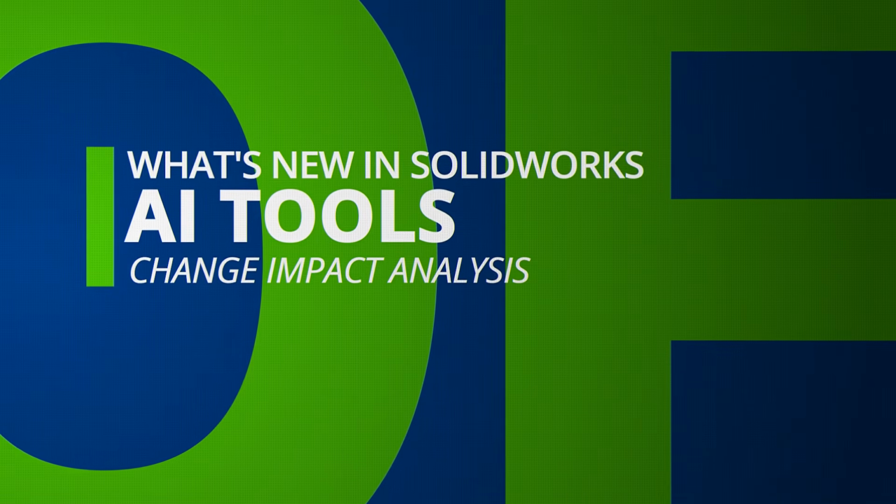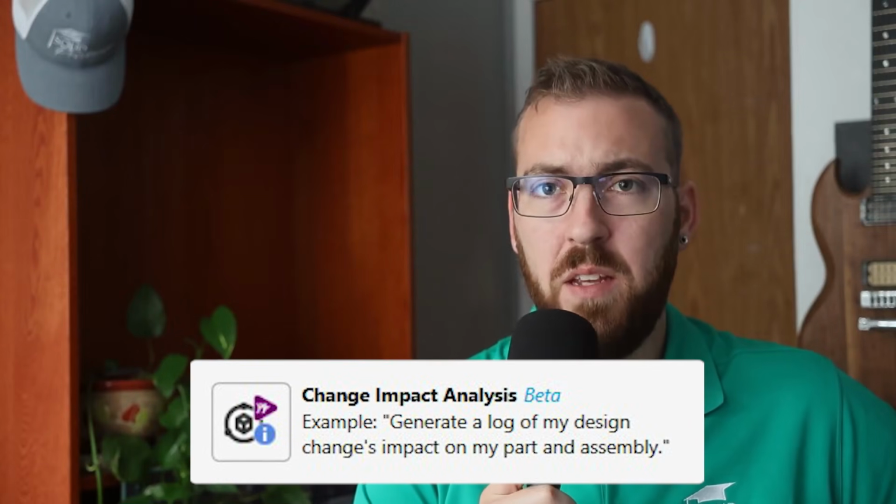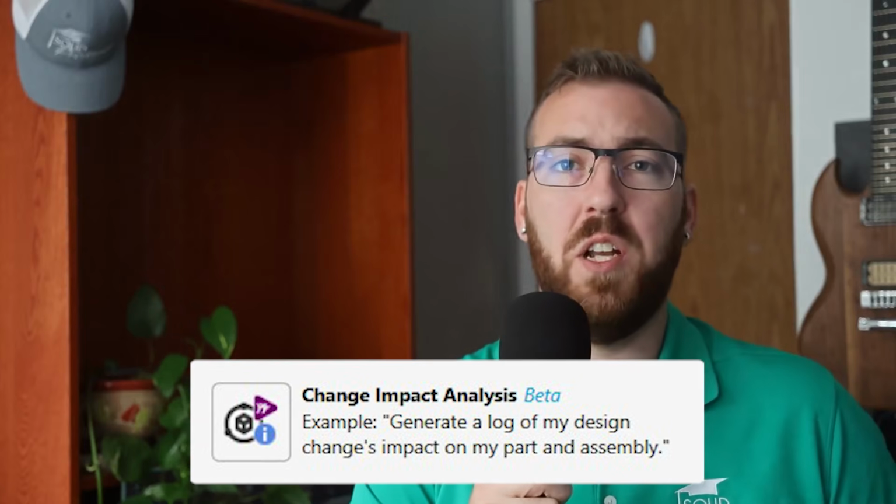Next up, we have the Change Impact Analysis tool, which can help us identify the downstream implications of design changes before we make them. This type of analysis is something we often try to do manually as designers throughout the design process to avoid unintended consequences, but as you likely already know, it's very easy to forget a dependency and cause a change you didn't intend to make.